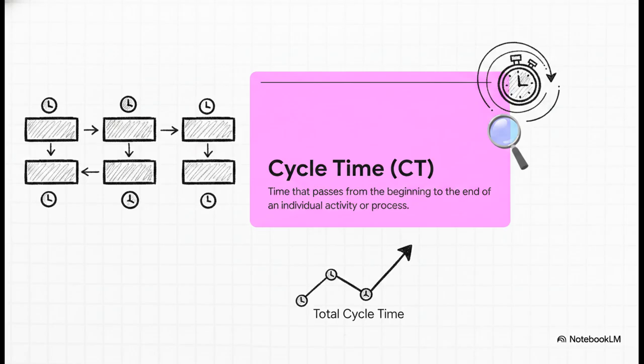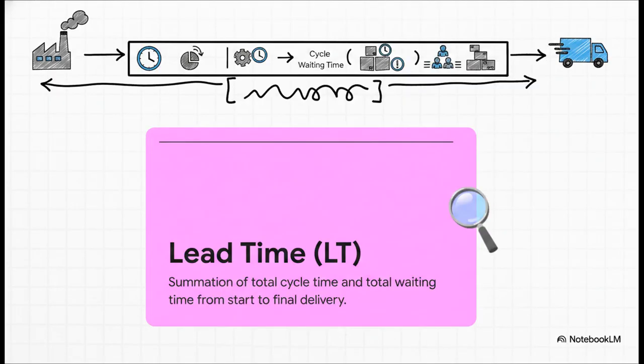Simple enough, right? When we take the summation of all these individual cycle times across a value stream, we get our total cycle time. This represents the true active effort required to complete the work with 0 interruptions. Next, we have lead time, and this one is absolutely critical.